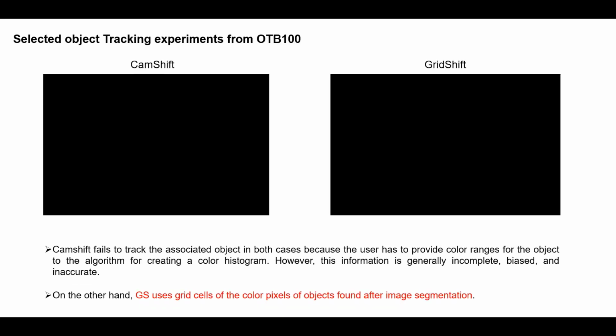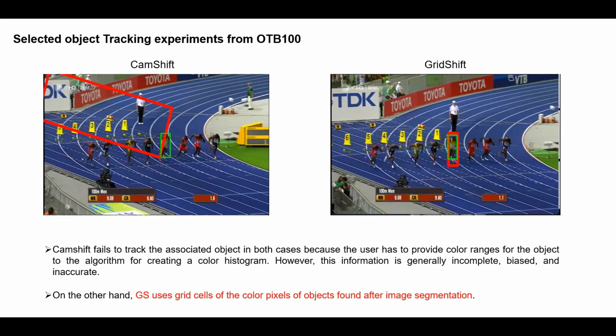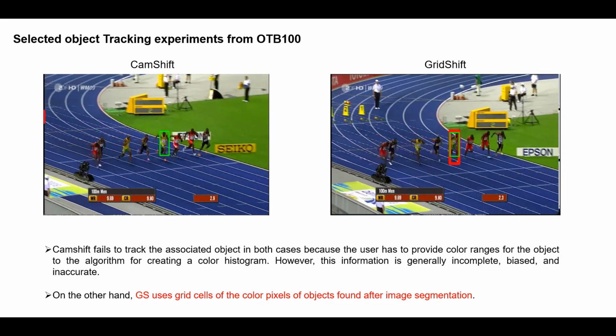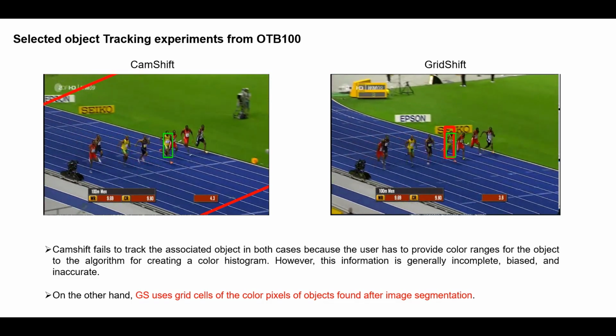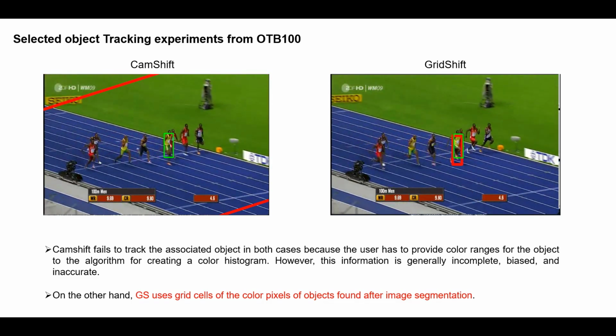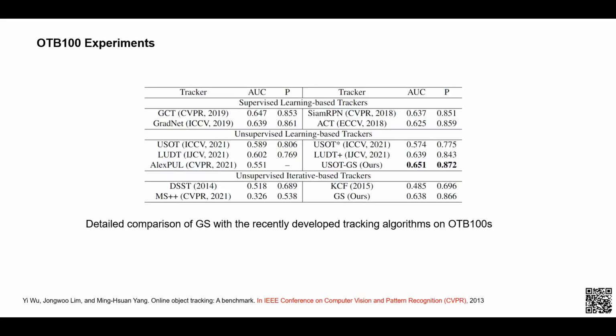To demonstrate object tracking, we show the following examples where, as you can see, CamShift, which is based on mean shift, fails due to the color of the target matching the color of the environment. This is the result of the algorithms compared with other state-of-the-art tracking algorithms on the OTB100 dataset. As we can see, GridShift wins against all other algorithms from the different classes.